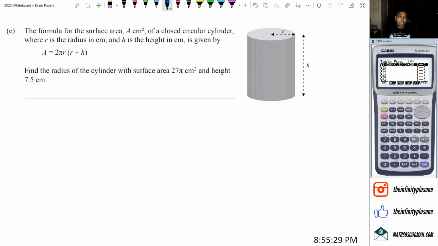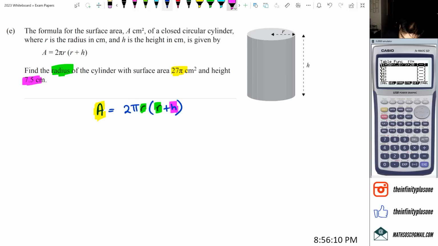So with question 1E, what we've got here is a closed cylinder. They've given us a formula here, which is that area equals 2 pi r and r plus h. All right, that's the area. Now they're actually asking us to find the radius. So here's the thing. They're asking us what is the radius when the surface with surface area of 27 pi. So that's that surface area there. And a height of 7.5 centimeters. So that is there. All right.